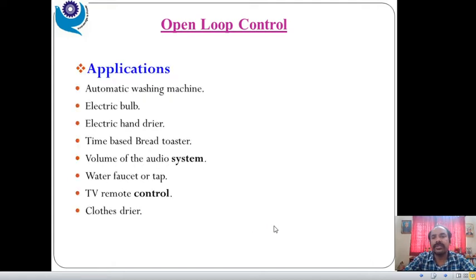Various applications or examples that we can see of the open loop control system: the automatic washing machine, right? When we put clothes in a washing machine, a particular timer has been set, and when we turn on that washing machine, for that specific time period it will turn on, and after that it will turn off. But it doesn't see whether your cloth is dirty or it got clean, something like that. In a specific time period itself, that washing machine is in on condition.